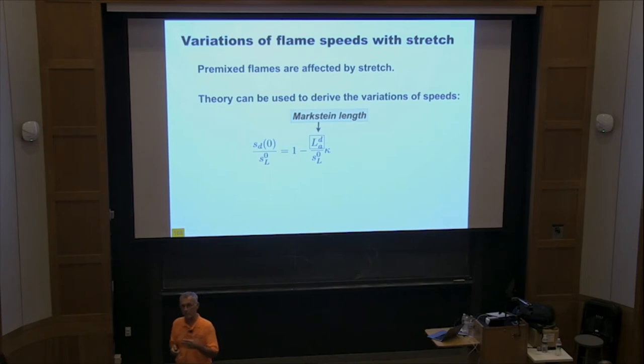Theoreticians have shown, Matalon is actually one of the kings there, that any speed normalized by the laminar flame speed can be expressed as 1 minus stretch multiplied by a number, which is the Markstein length. This number can be positive or can be negative. And so if you have a model for that, then you can use the experimental data to try to obtain that. But usually you don't know the Markstein length. That's the problem.